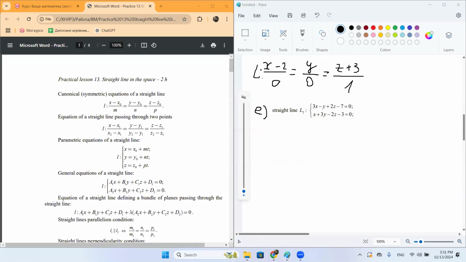Okay, who else? Maxim? We can find it by cross product of two direction vectors. Cross product of normal vectors. So that's it. Yeah, so let's find the cross product first of all, n1 by n2.